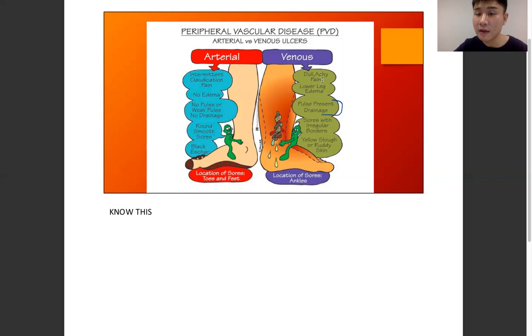And PVD is dull, achy pain, and they have lower leg edema. They have lower leg swelling. The pulse will be present because there is blood. However, they have drainage. The sores will be irregular with borders, and they will have yellow, sallow, or ruddy skin. So the location of the sores for arterial is toes and feet, compared to the location of the sores in venous, which is ankles.